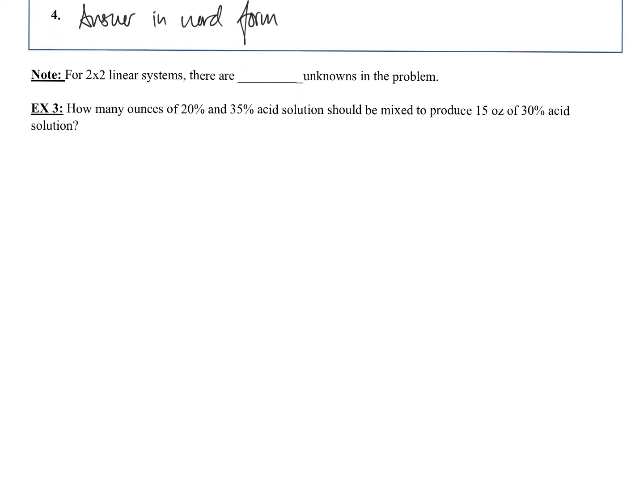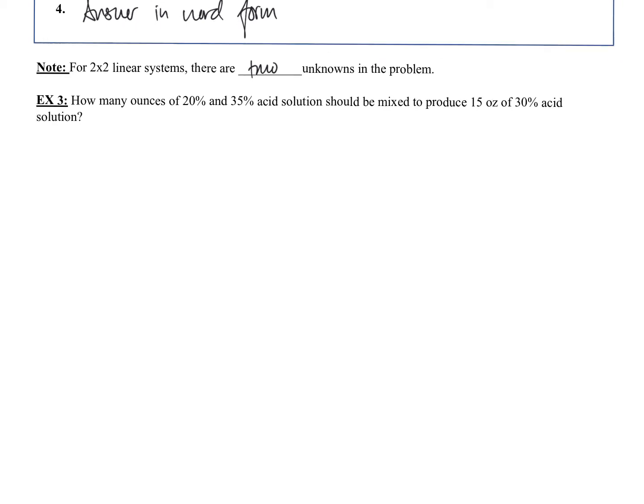And one thing to note, for 2x2 linear systems, there are 2 unknowns in the problem. So oftentimes when you're reading a problem and there are 2 unknowns, you might be working with a system. One thing to note, though, if you're told to use a system, you need to use a system to solve. If you're not told to use a system, and you use a system, that's okay, unless you're told, don't use a system. Once again, it depends on the directions.